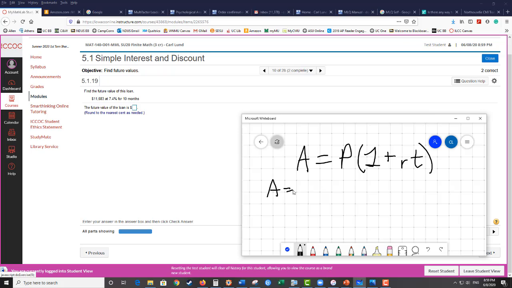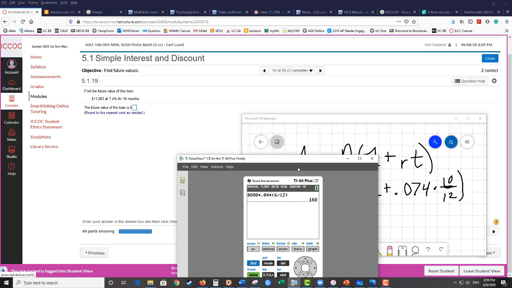So I'm going to find A. To find A, I just plug in my values. P is 11683. So A is 11683 times 1 plus interest rate 7.4, that would be 0.074, times here 10 months. That's going to be 10 out of 12. You could do 5 out of 6. It's not going to make a difference, particularly if you're using the calculator. If we were doing this by hand, we would want to simplify those fractions as much as possible. Usually it makes for easier calculations. But here we don't have to.